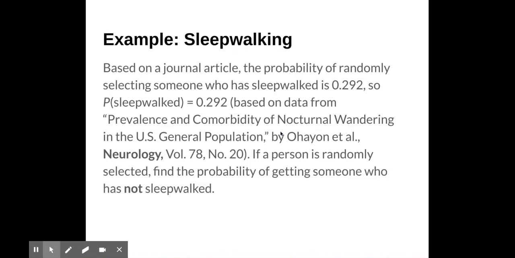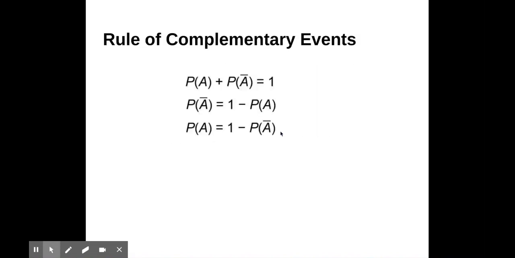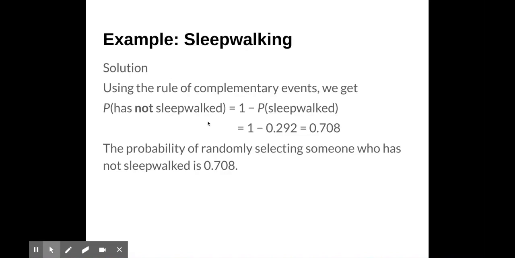So here's an example that uses this. A study was conducted that found that the probability that someone has sleepwalked was 0.292. If we want to find the probability that somebody has not sleepwalked, we can use these complementary event rules. The probability that someone has not sleepwalked is equal to 1 minus the probability that they have sleepwalked, which according to the study is 1 minus 0.292, or 0.708. So the probability of randomly selecting somebody who has not sleepwalked is 0.708.